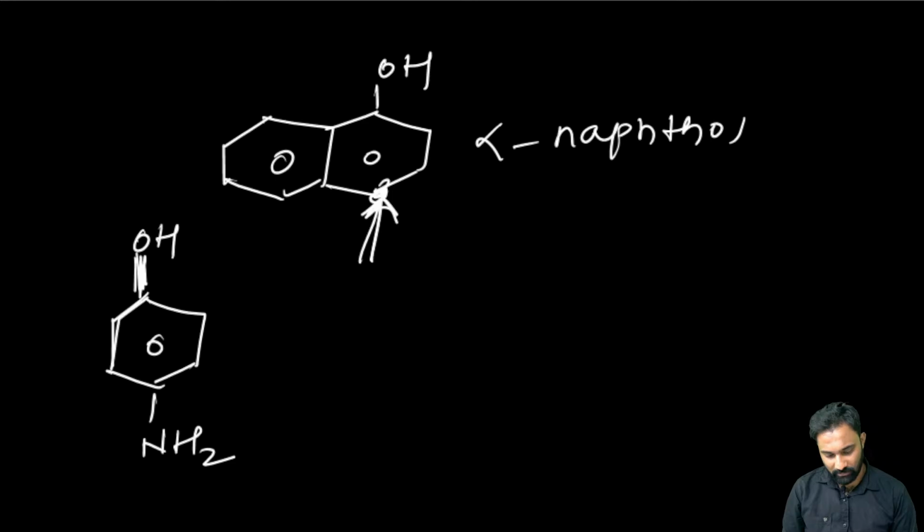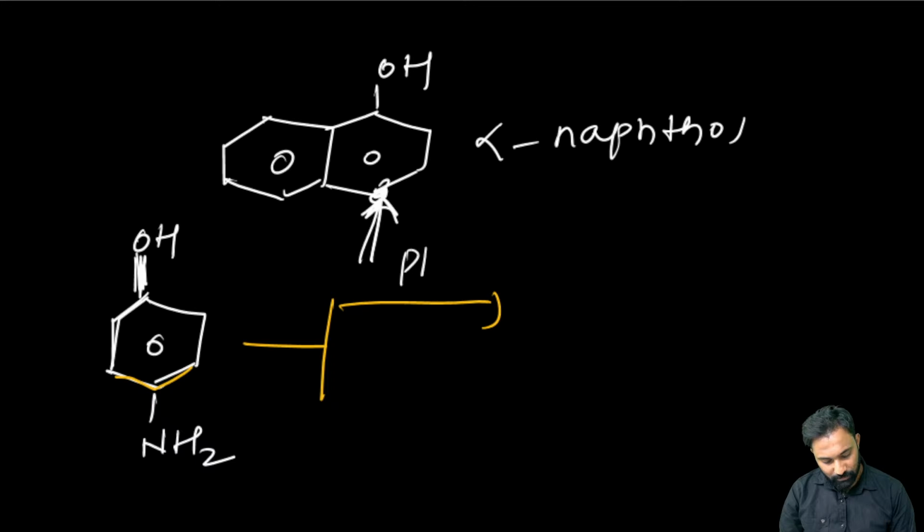Then you have to be very careful with the medium. You have to cross-check the medium and then do the reaction. If they have given N2+ Cl-, you have to check the pH and the medium.